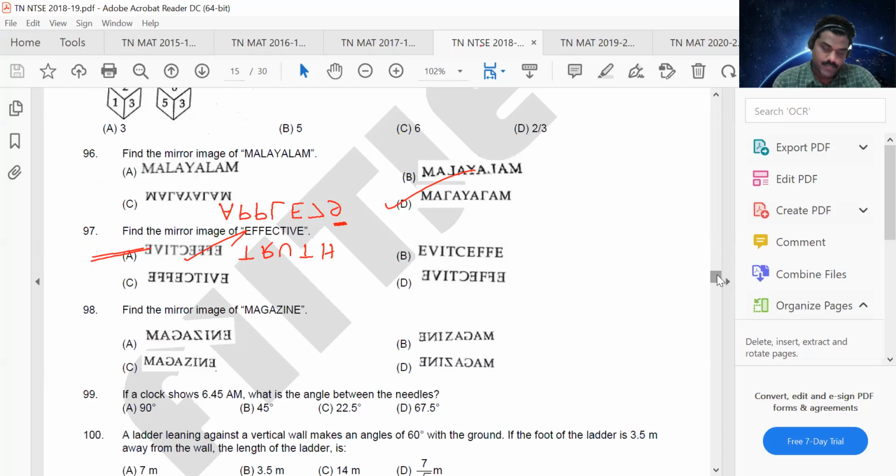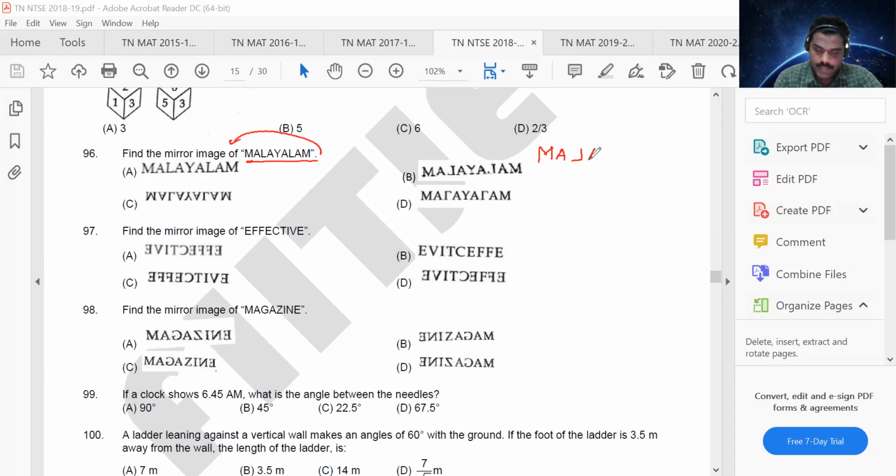Now observe carefully. Mirror image of Malayalam. So you have to invert from this side. So M, A, L, A, Y, A, L, A, and M. And when it comes to effective, from this side, E, B, I, T, C, E, F inverted, E. So this is nothing but my option 1.